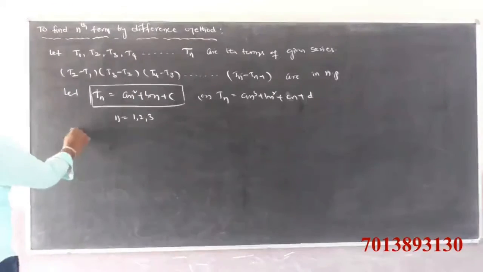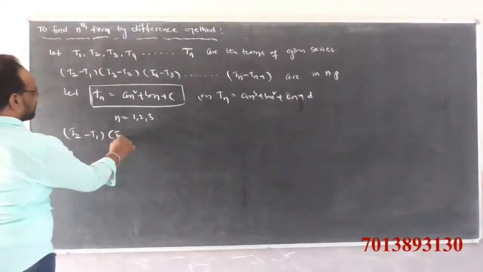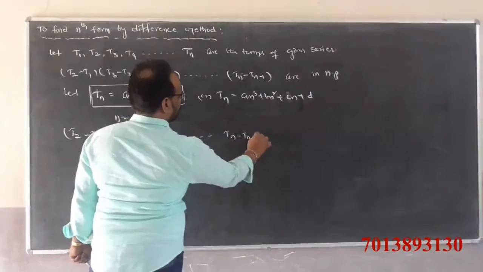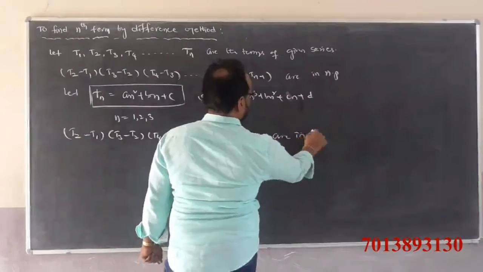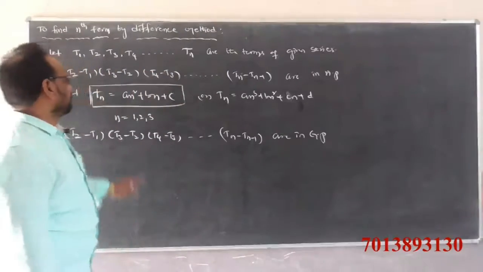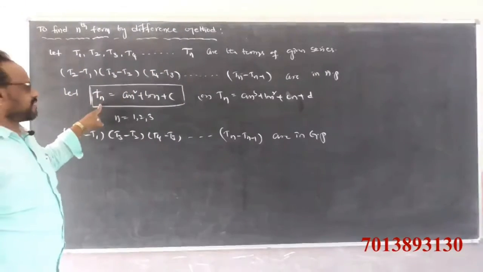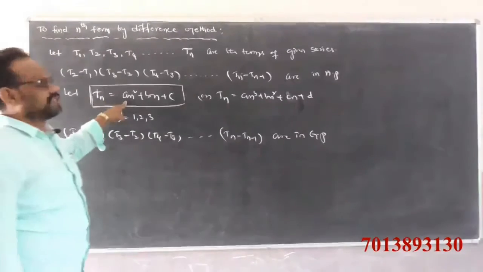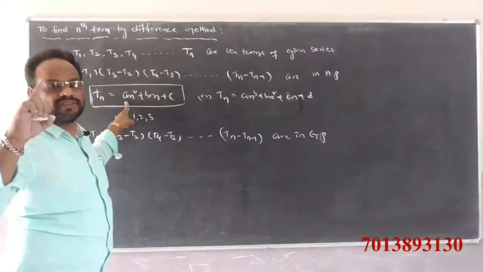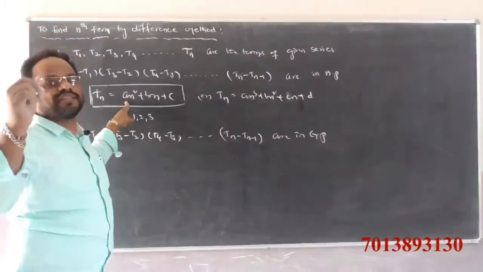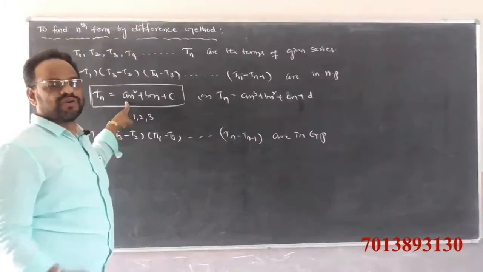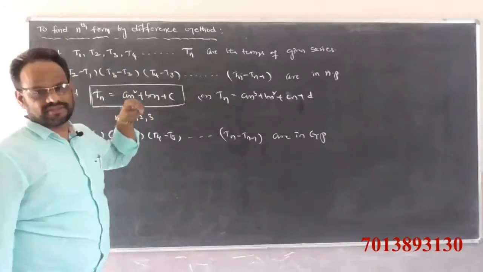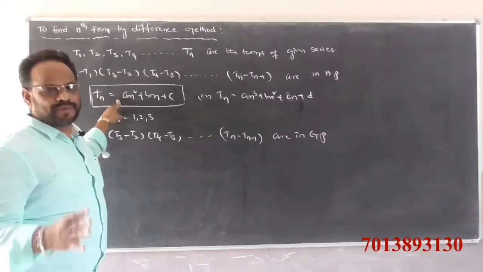Or otherwise, take the successive differences T2 minus T1, T3 minus T2, T4 minus T3, and so on, Tn minus T(n minus 1). If they are in arithmetic progression, the nth term may be an square plus bn plus c. So this is a quadratic equation. Do not take a linear equation. If the nth term is a linear equation, clearly the given sequence is in arithmetic progression. If you take a quadratic or cubic equation and solve it, we get the answer. So that's why Tn is equal to an square plus bn plus c.